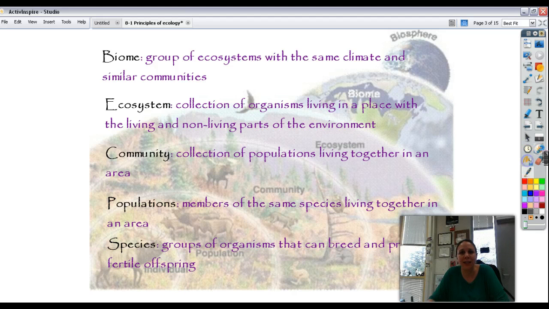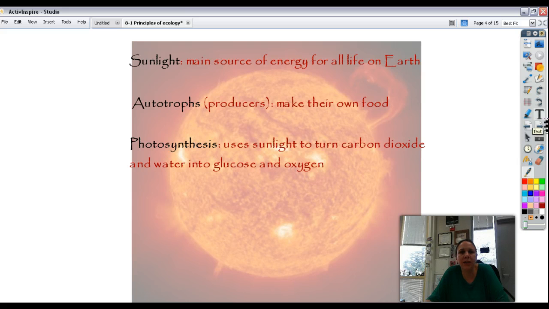So like lions and tigers, I can make a liger, but their babies can't make babies. So that makes them two different species, not the same species. So ecologists usually go somewhere in here and they pick one of these they like and just stick with that and study it.